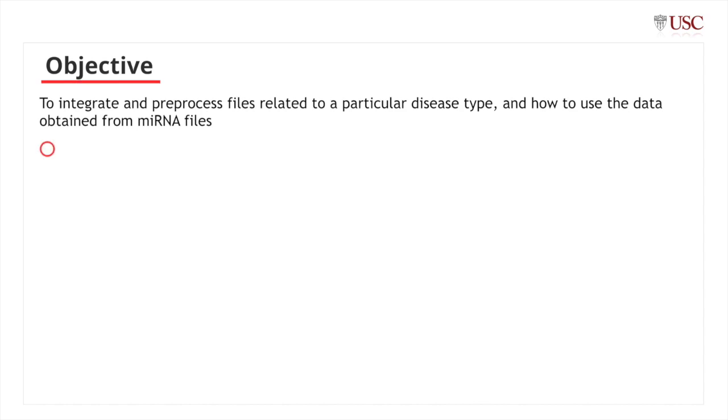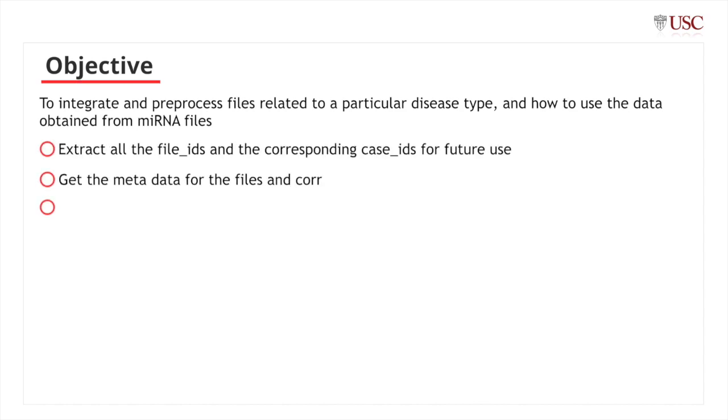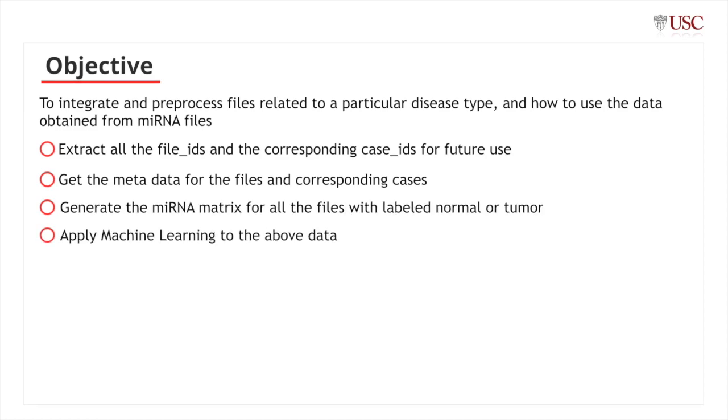The objective is to integrate and pre-process, by filtering the data related to a particular disease type, and to see how we obtain the data from miRNA files. We extract the files based on the file ID and the case ID, and we get the metadata for each file and for each corresponding case. And we generate a matrix, the miRNA matrix, for all the files labeled normal or labeled tumor. Then we apply machine learning to the data to predict what kind of cancer each case has.